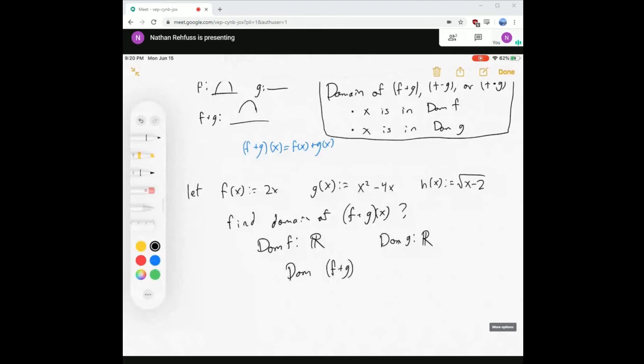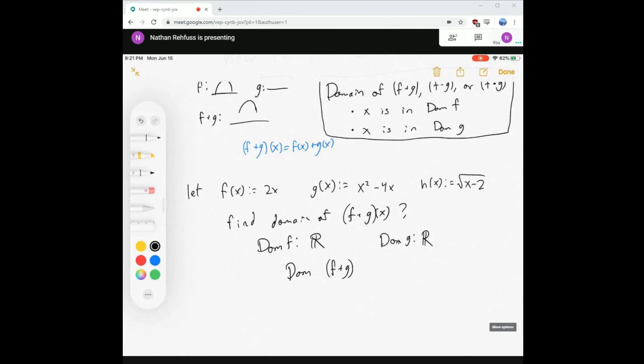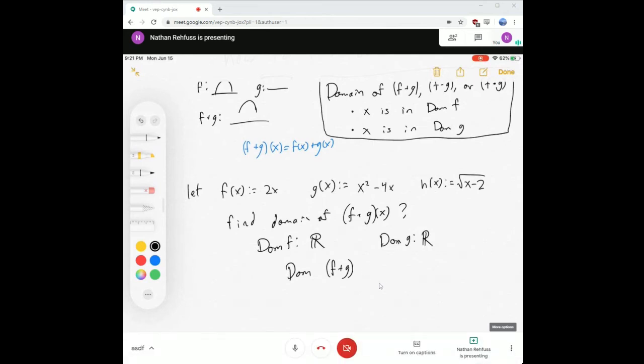So the domain of the new function, the rules are whatever point I want to plug in, it has to be in the domain of f, and it has to be in the domain of g. But that's literally any point. No matter what I pick, it's in the domain of f, because that's everything, and it's in the domain of g, because that's everything. So there are no restrictions on what number I can plug into f plus g. So that's how we find the domain of one of these. Now let's look at one where there are restrictions.